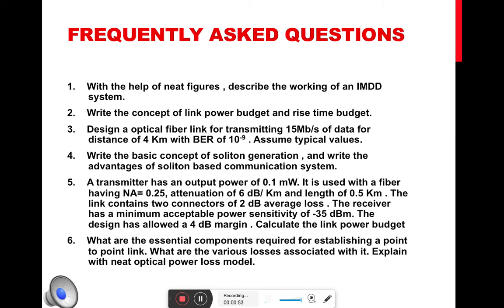So these are a few questions that have been asked in the last university examinations. You can have a look.